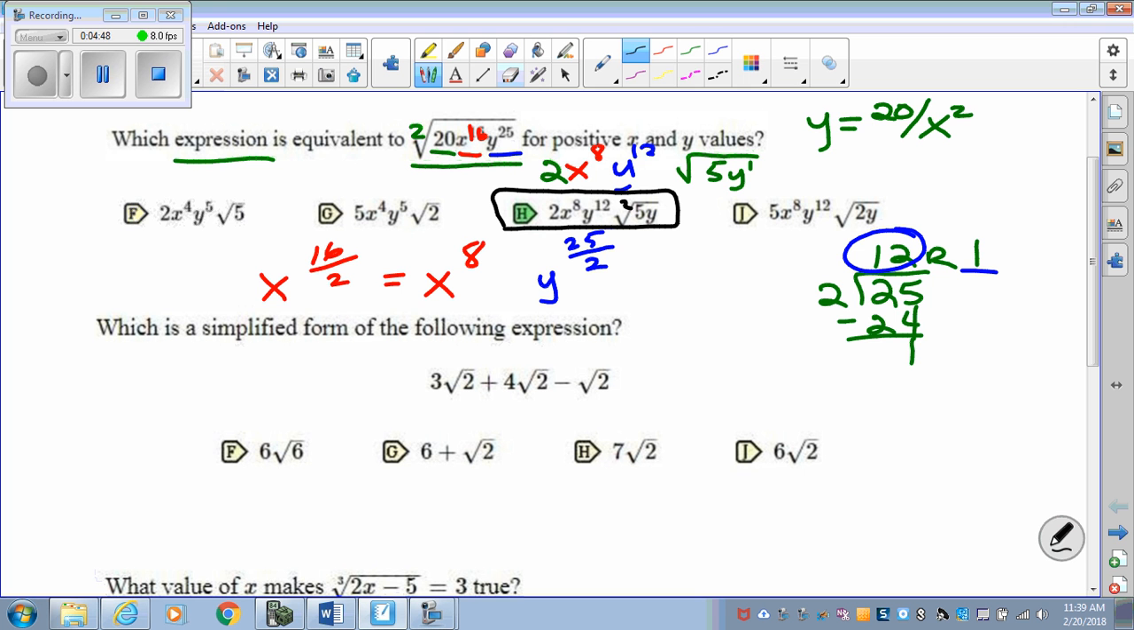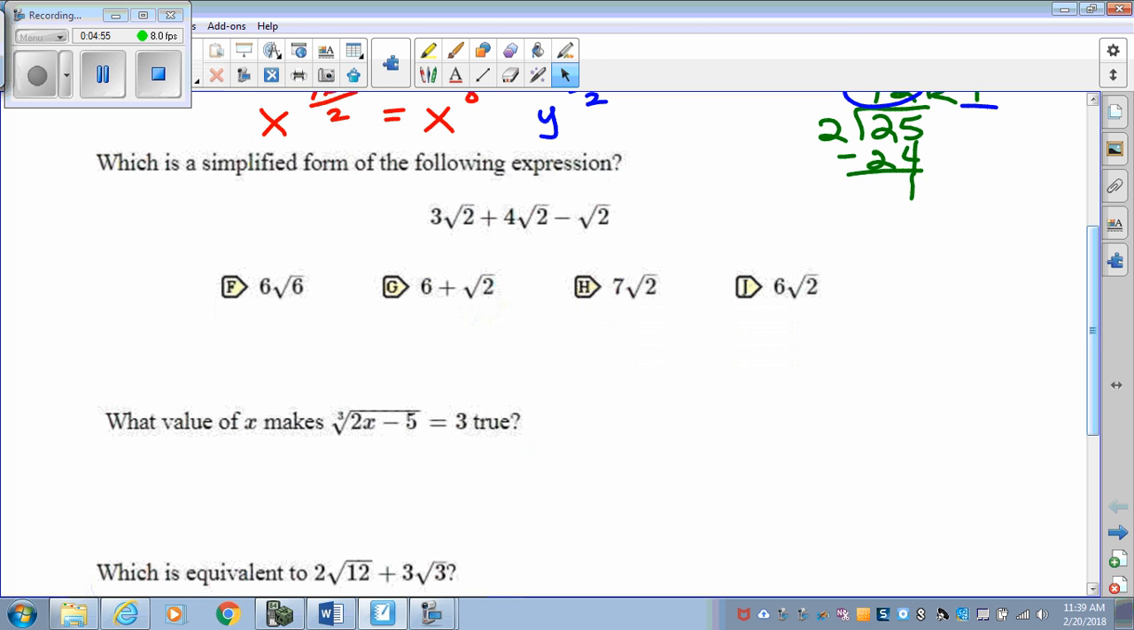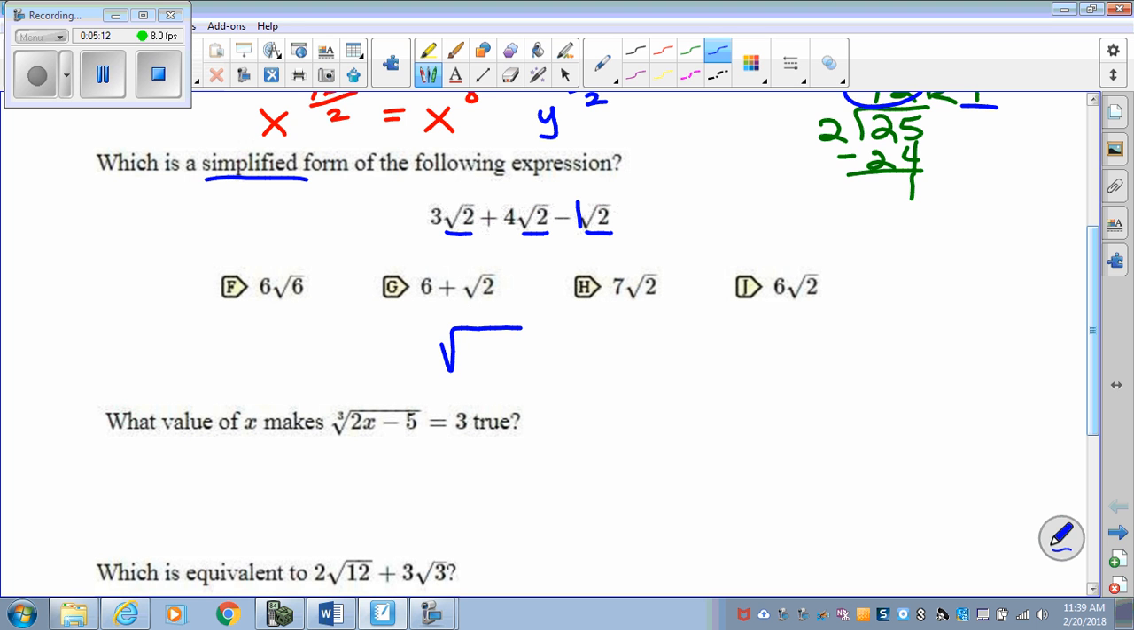All right, very good. So now we're on to the next one. I am just combining like terms. It says I'm simplifying, but this is just like combining like terms. I've got square root of 2, square root of 2, square root of 2. I've got 3 of these plus 4 of these minus 1 of those. So how many square roots of 2's do I have?